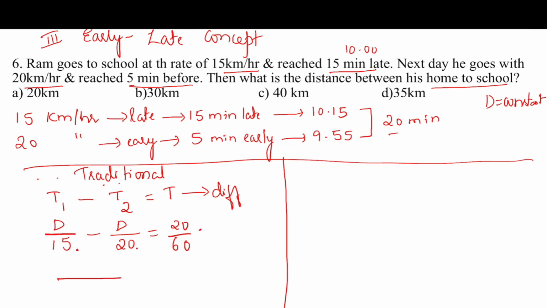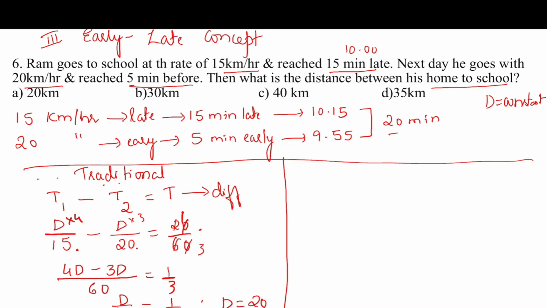Now when you solve this, taking the LCM of 15 and 20, it is 60. So 15 4s are 60, 20 3s are 60, that is 4D minus 3D, which is equal to 20 1s are 20, 20 3s are 60, it is 1 by 3. So 4D minus 3D over 60 is equal to 1 by 3. That is D by 60 is equal to 1 by 3, 3 1s are 3, 3 20s are 60. Therefore D we got it as 20 kilometers.